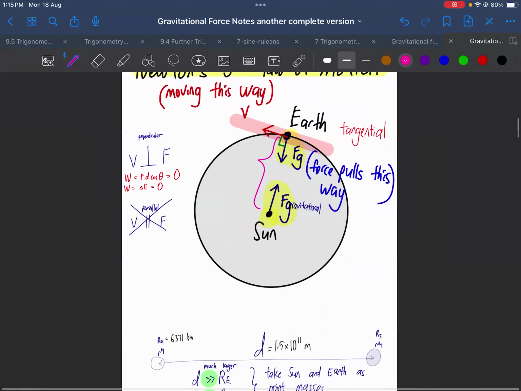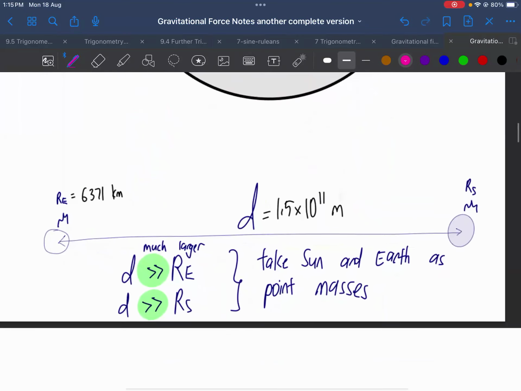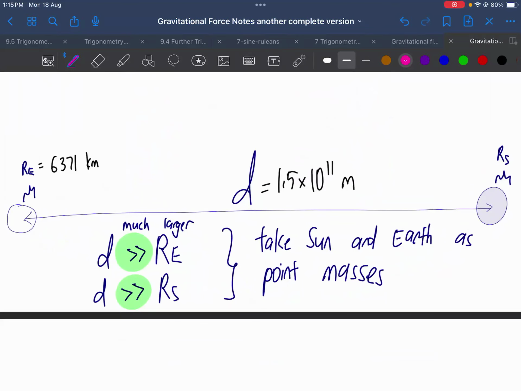Yeah. Okay. Due to this fact, did you know that the distance between the sun and the earth is basically 1.5 times 10 power 11 meter? If you are curious in astronomy later on, we call it AU, astronomical unit. So basically, this is the average distance between the sun and the earth. And you know that the radius of the earth is so small, the radius of the sun is so small compared to the distance between them. That is why we can safely say that the sun and the earth are simply point masses. Okay? Okay, yeah, it makes sense.